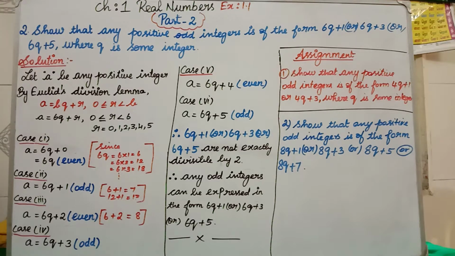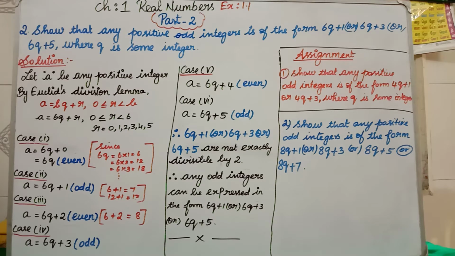Chapter 1, Real Numbers, Exercise 1.1. In that we are going to see part 2. Part 2 is nothing but what we have learned in part 1: What is a real number? What is a lemma? Euclid's division lemma, algorithm, Euclid's division algorithm. Based on all these we have done a problem. What is the problem? Use Euclid's division algorithm to find the HCF of two positive integers.